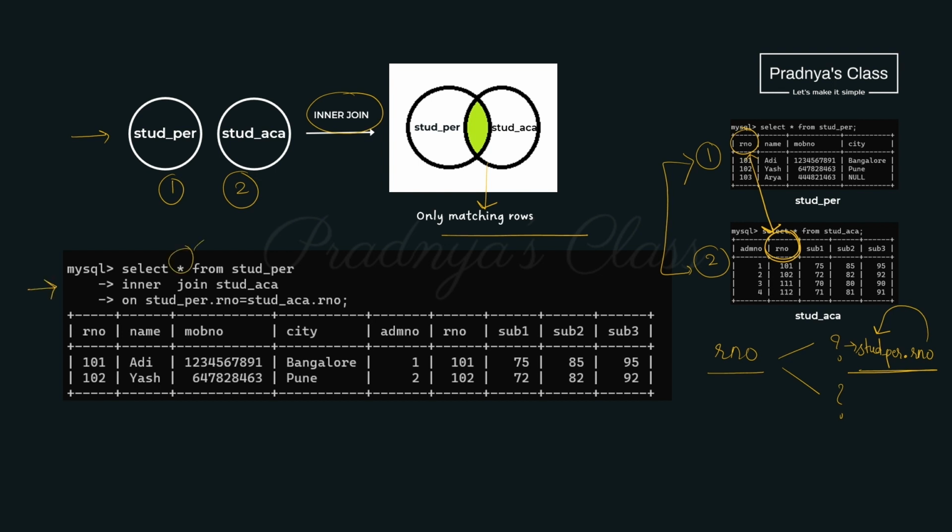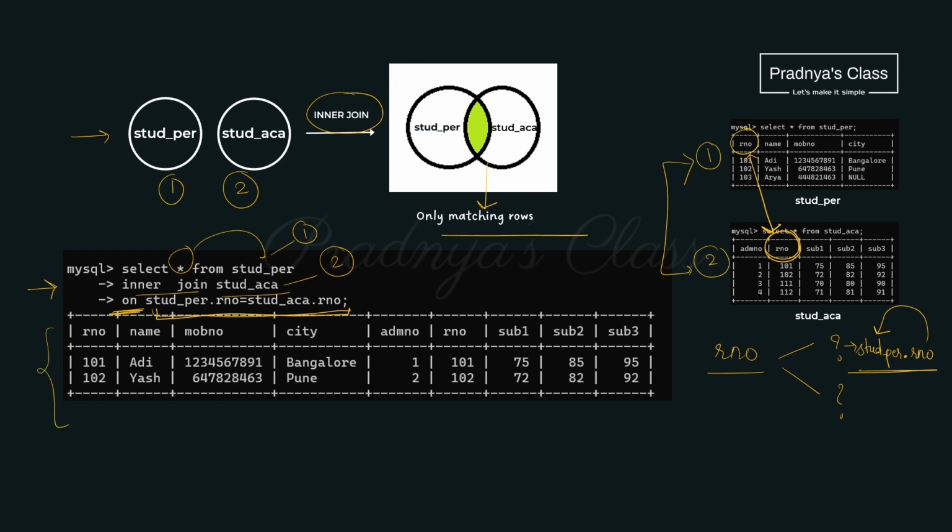Select star from student personal inner join student academic. This is the first table name. This is the second table name. We will be using the on clause. With the on clause, we will try to match the common column from both the tables. Student personal dot RNO equals to student academic dot RNO.